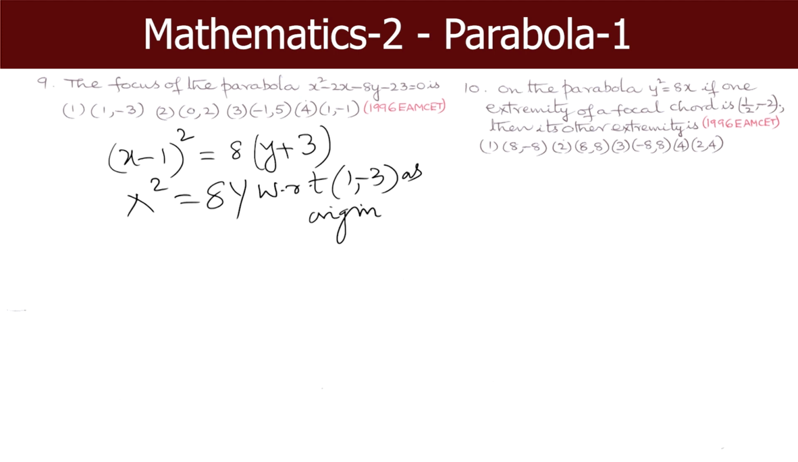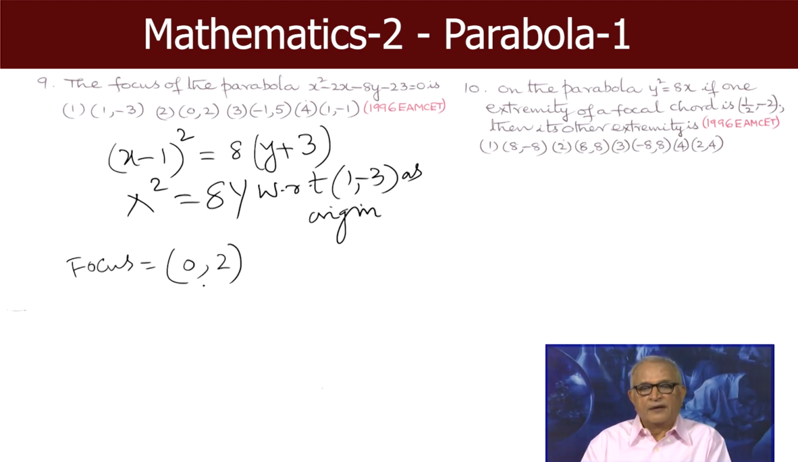So what is the focus of the parabola x square equal to 8y? The focus of the parabola x square equal to 4ay is (0, a). What is a? 2, because 4a is 8. With respect to (1, -3) as origin, with respect to the given coordinates, add these coordinates: 1, 2 minus 3 is minus 1, with respect to the given system.